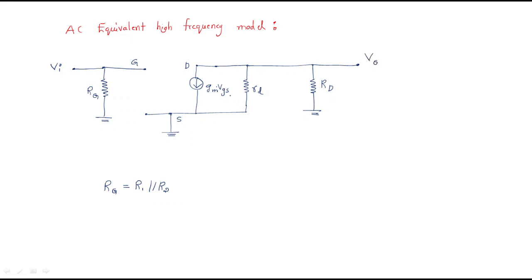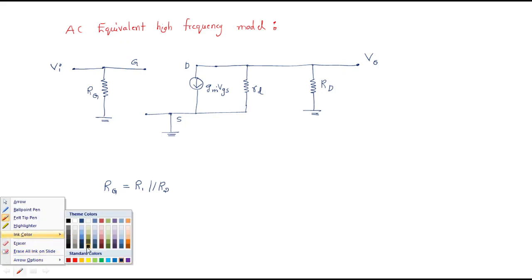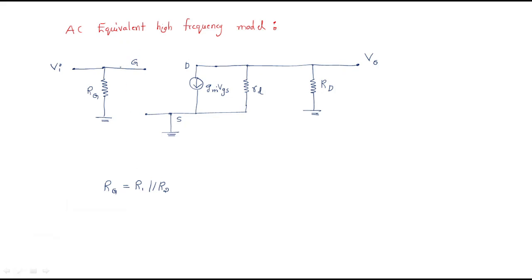Now we should make the stray capacitance. What are those? One capacitance is between the gate and drain, that is CGD. Another capacitance is between the gate and source, that is CGS. Another capacitance is between the drain and source, that is CDS.